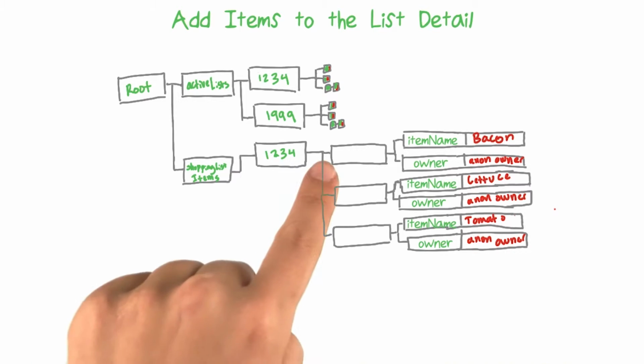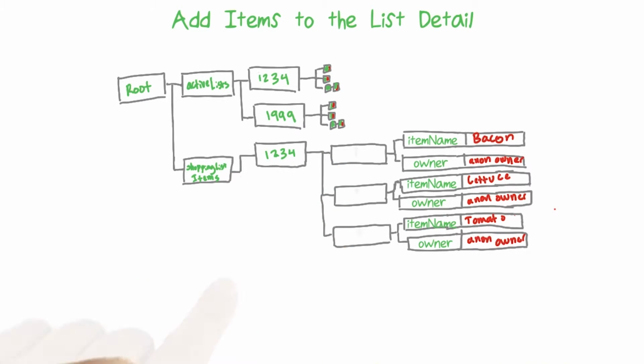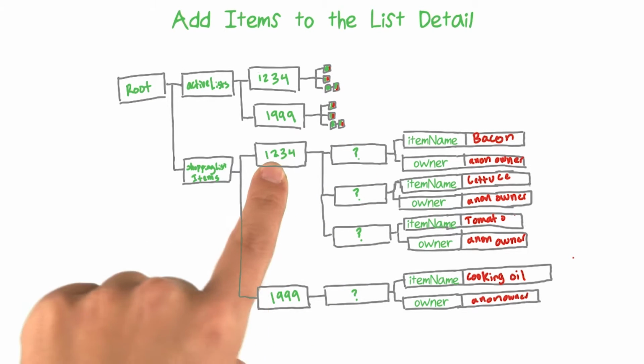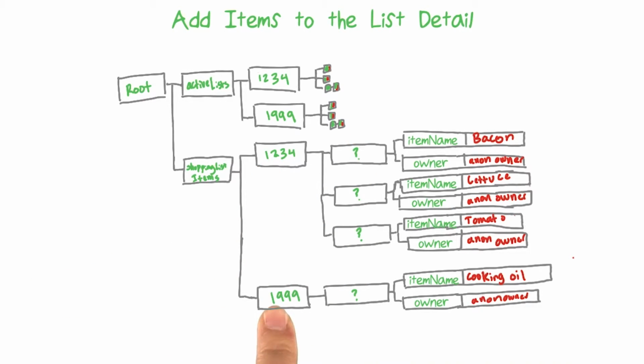Now you might have noticed that I didn't tell you what the keys for these would be. What you want to make these keys is up for you to figure out. And just to drive what's going on home, let's say that I have another list with the push key 1999, and I wanted to add cooking oil. That would look like this. Instead of adding it on to the list of items in 1234, you would go to the list 1999 and make a new item there.